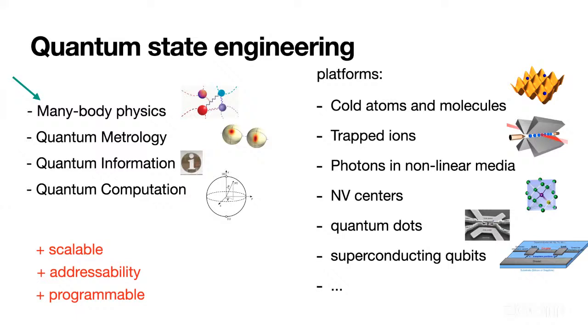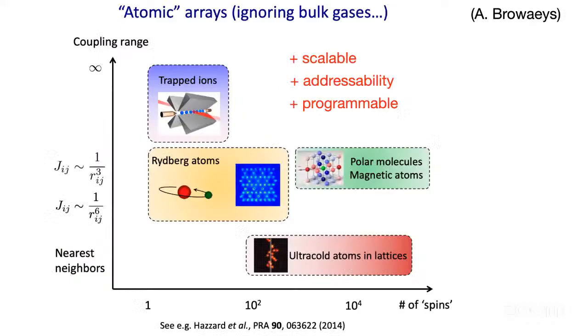There are interests in this field for a number of fields. For instance, for many body physics, this is what I'll talk about today, but there are also interests in quantum metrology, in particular, say, spin squeezing, and quantum information, quantum computation. I will not talk about this today. This is being developed in different platforms concurrently all over the world. Well-known are cold atoms and molecules, but you also have, for instance, trapped ions. You can have photons in nonlinear media, and centers, quantum dots, superconducting qubits. Which one will ultimately win is unclear. They're all being developed. They all have pros and cons. But for us, of interest today will be cold atomic systems with Rydberg excitations.